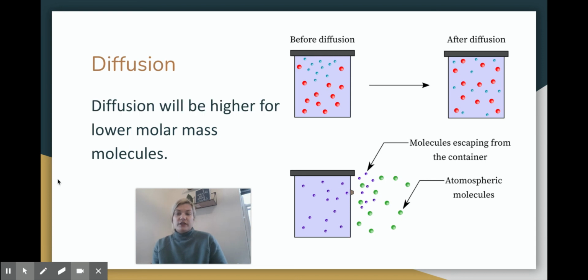A couple of other things with diffusion. Diffusion will be just like effusion, will be higher for lower molar mass molecules. And the reason why farts spread better than spray is because farts have a lower molar mass.